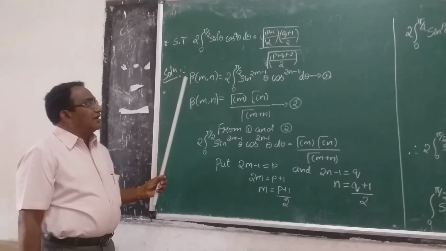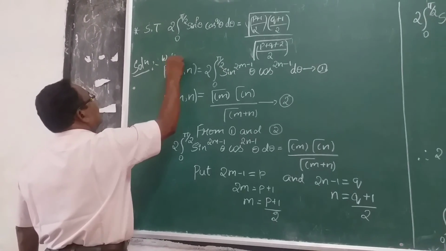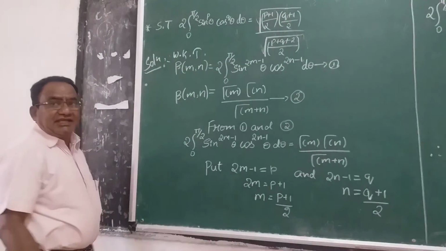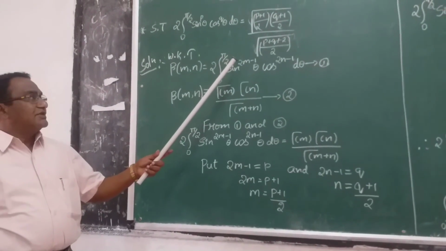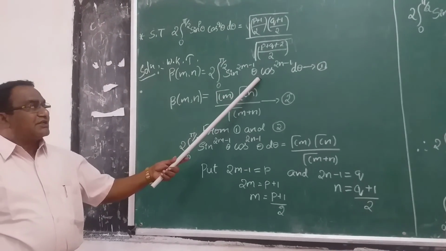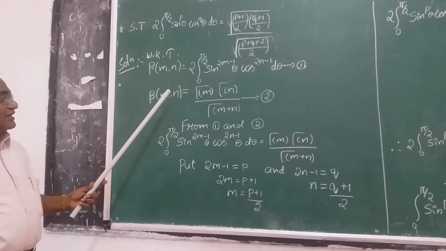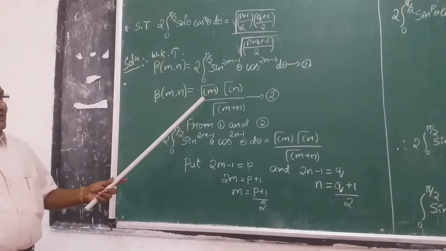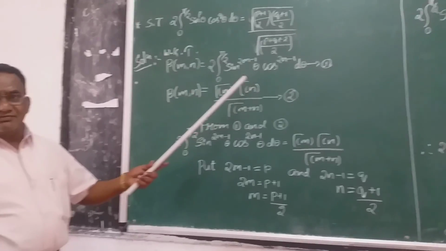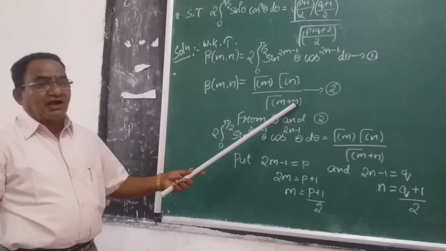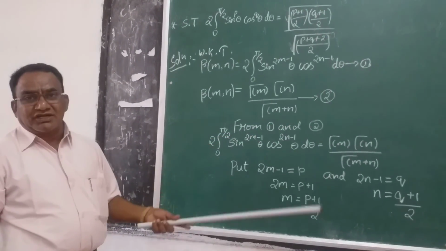Okay. Of course, in order to prove this, we know this. We know that beta(m, n) is equal to 2 times integral from 0 to pi by 2 of sin to the power 2m minus 1 theta into cos to the power 2n minus 1 theta d theta. And also we know, by the relation between beta and gamma functions, beta(m, n) is equal to gamma m into gamma n divided by gamma of (m plus n). Now let me call these results number 1 and 2.